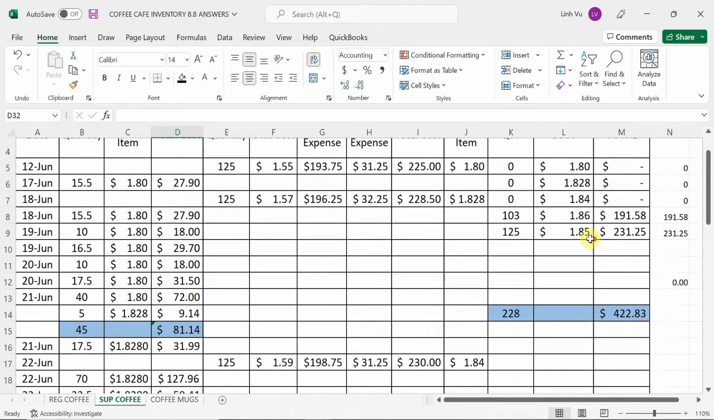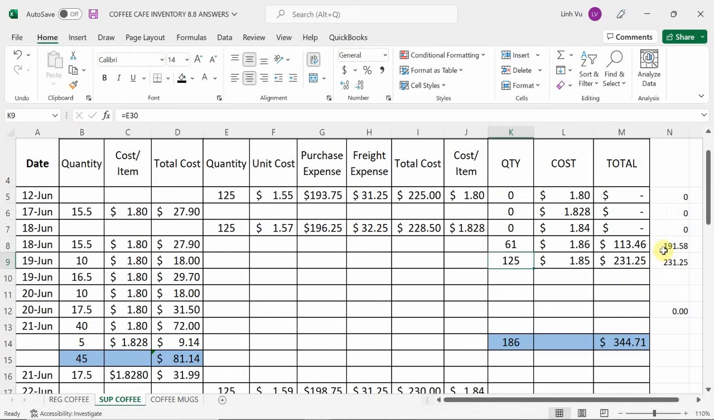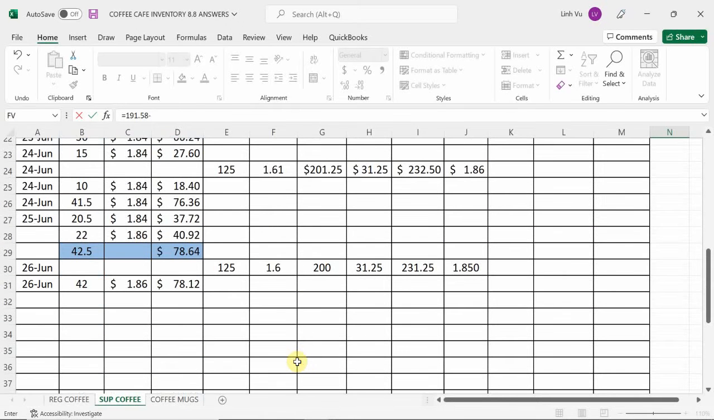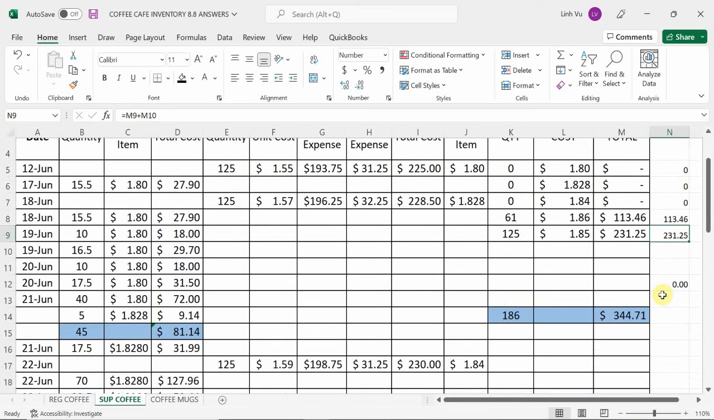So you just used 42 pounds. So 103 minus 42 is 61 pounds. Okay. So that brought you down to $344.71.